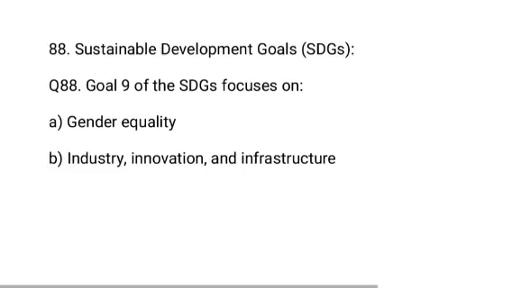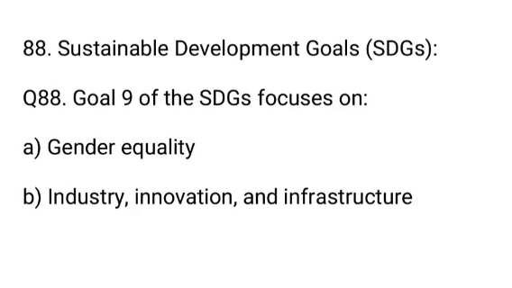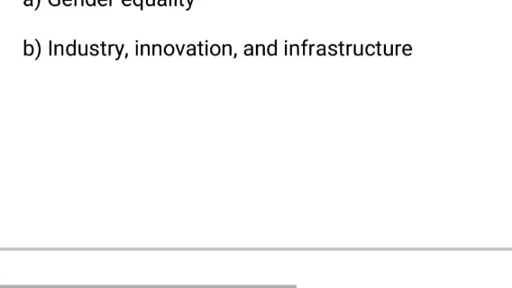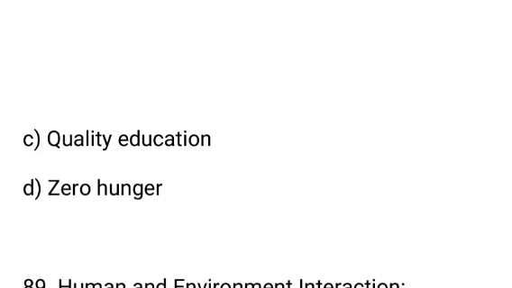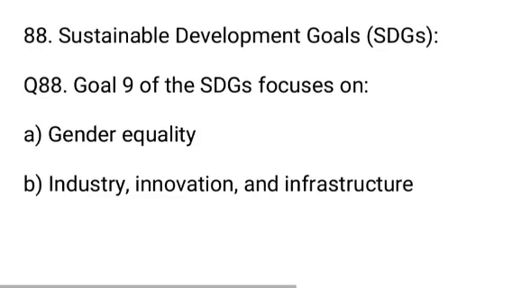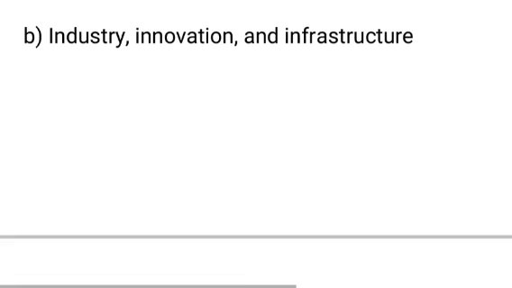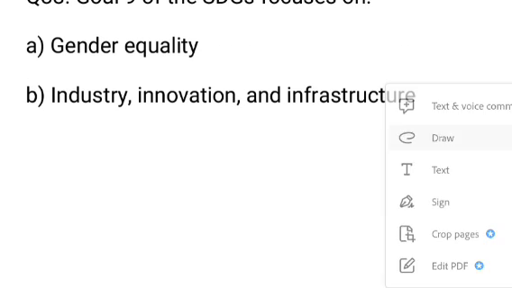Next is Sustainable Development Goals, SDGs. Goal 9 of the SDGs focuses on what? Gender equality, industry, innovation and infrastructure, quality education, zero hunger. It will be industry, innovation and infrastructure. Number B.